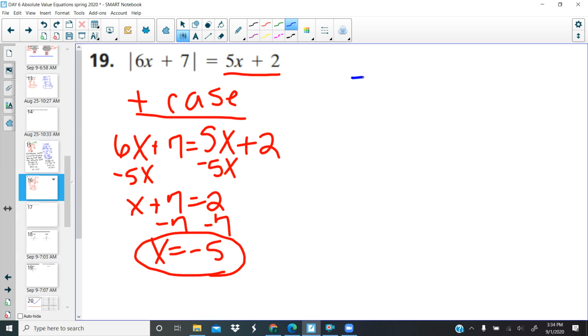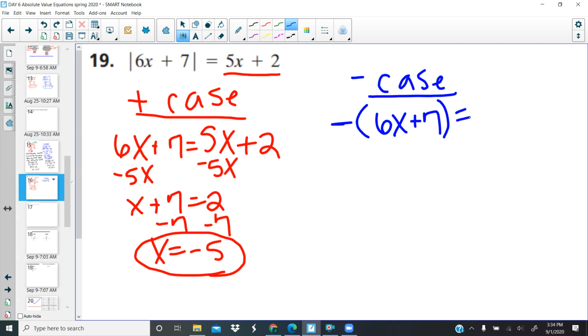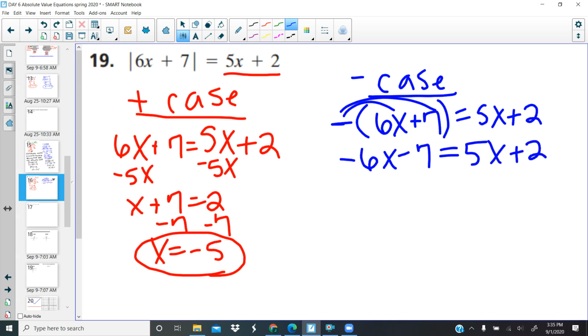So then I'm going to come over here and do my negative case. So I'm going to replace my absolute value brackets with parentheses and have 6x plus 7, and I'm going to throw that negative sign out front, and then that's equal to 5x plus 2. So then I'm going to distribute my negative, and I would have a negative 6x minus 7 equals 5x plus 2. And I'm going to start solving from there.